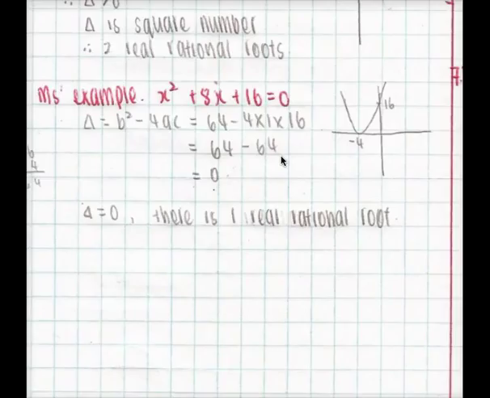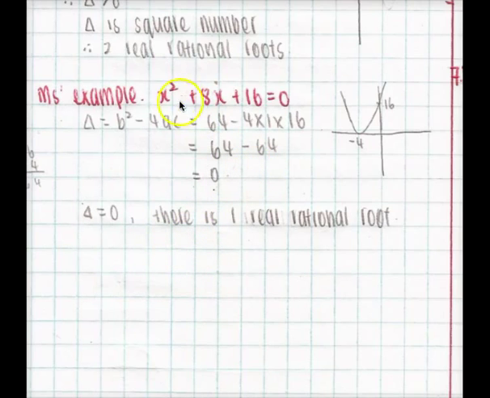Now, this is one of my examples. Okay, this example is x squared plus 8x plus 16 equals 0. Again, this is concave up. The y-intercept is 16, but if we look at the discriminant, which is b squared minus 4ac, we get b squared, 8 squared, is 64 minus 4 times 1 times 16. So we get 64 minus 64, which is 0. So therefore, this means that this equation has only one solution or one real root.